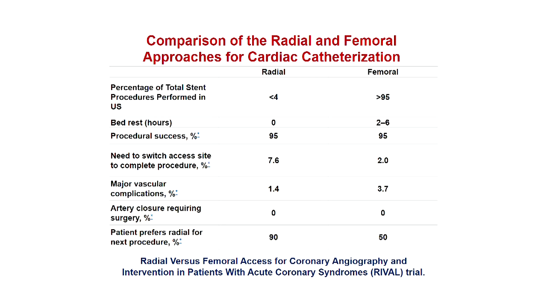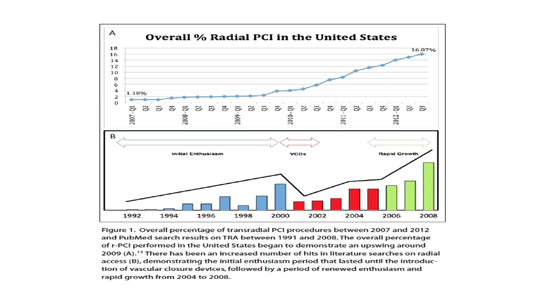So if they're ideal candidates, that might be the way to go, because the main issue is the major vascular complications are lower with radial artery. It's 1.4 to about 3.7%. And then, above all, patient satisfaction. 90% of patients who received the radial artery access, they loved it. 50% with femoral artery. So that's the main thing.